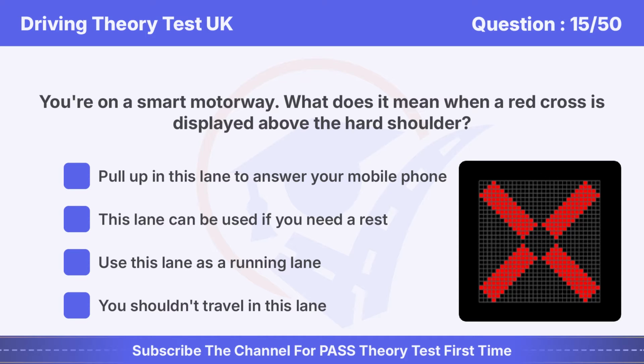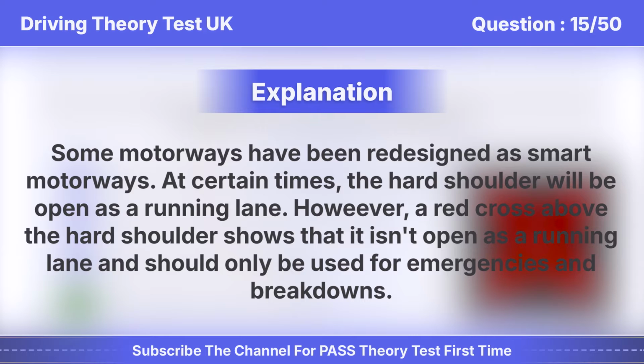Question 15. You're on a smart motorway. What does it mean when a red cross is displayed above the hard shoulder? Answer is D. You shouldn't travel in this lane. Some motorways have been redesigned as smart motorways. At certain times, the hard shoulder will be open as a running lane. However, a red cross above the hard shoulder shows that it isn't open as a running lane and should only be used for emergencies and breakdowns.